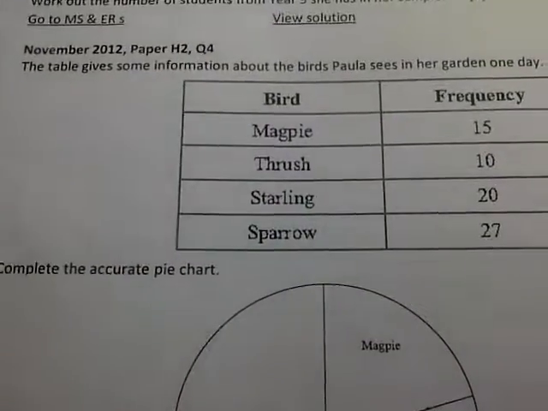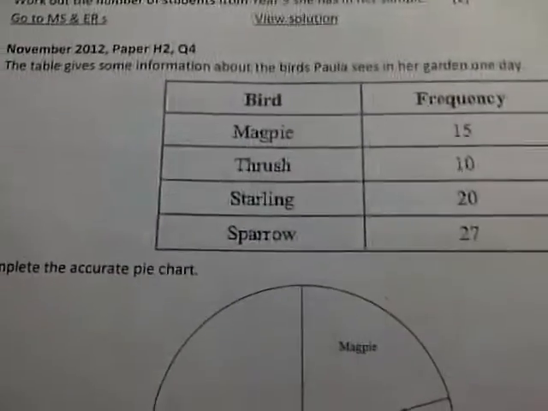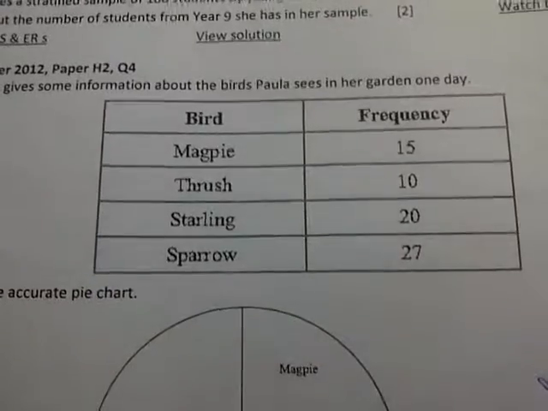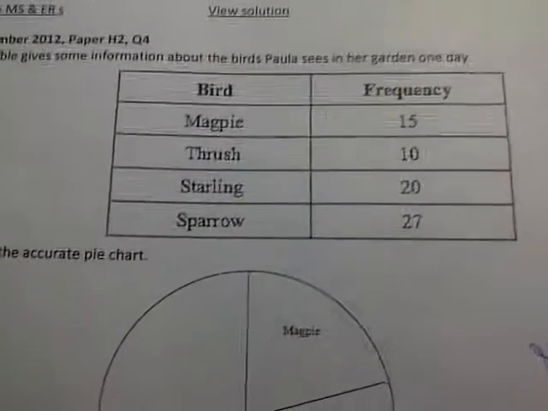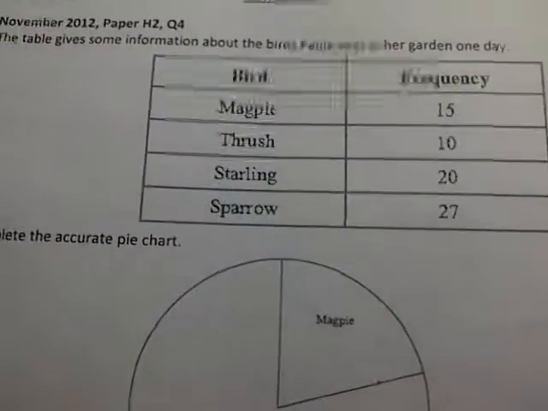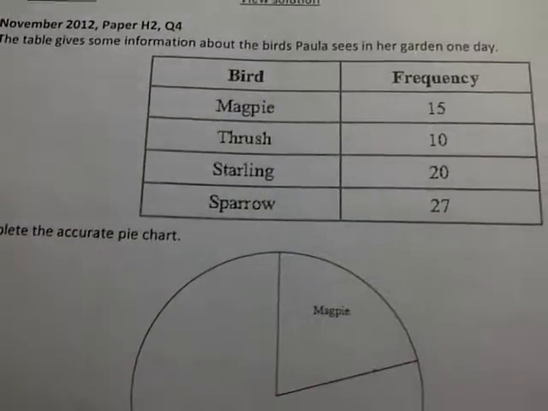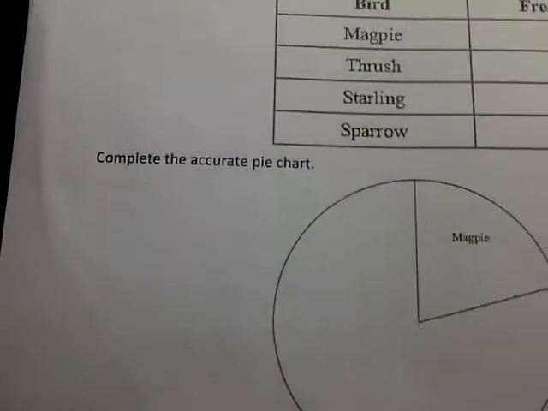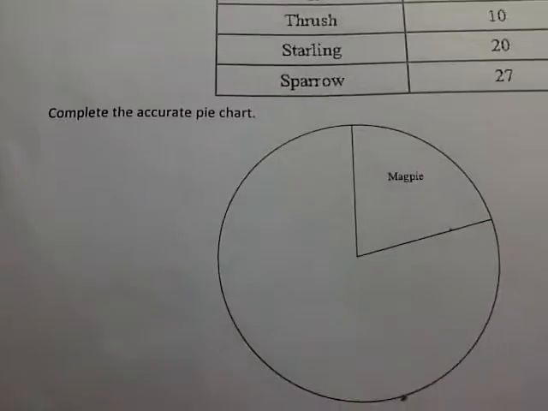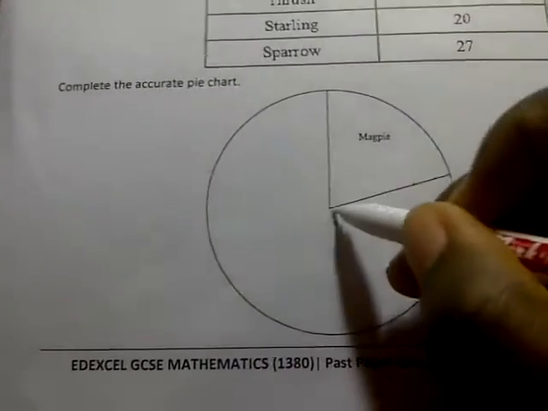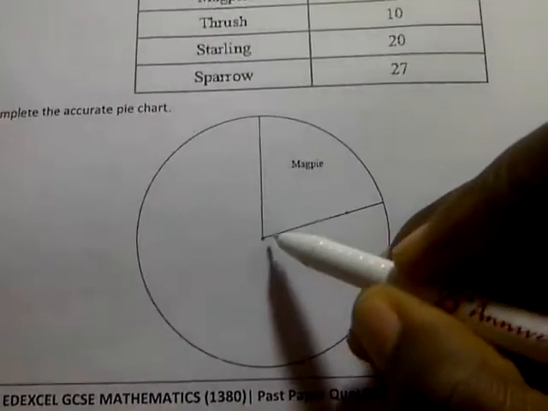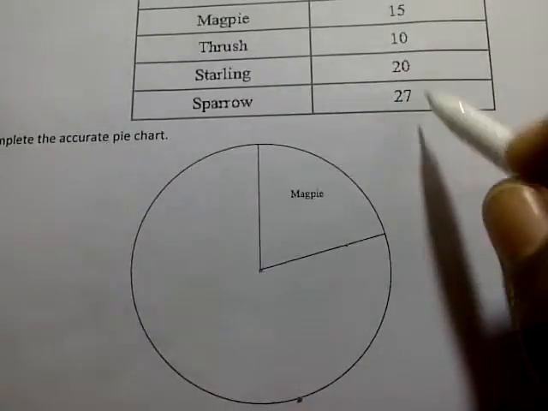Now this question says that a table gives some information about the birds Paula sees in her garden one day. These are magpie, thrush, starling, sparrow. Okay. Now we're told to complete the accurate pie chart. Now it's accurate because this angle actually represents what it is supposed to represent from here.